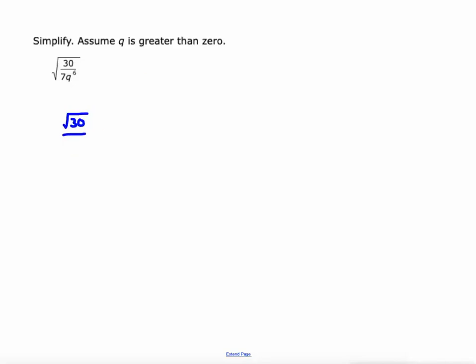On the bottom, though, let's take the square root of that q to the 6. That would be q to the 3rd, and we still have the square root of 7. Now we got to get rid of that square root of 7, so we go back to that idea of rationalizing the denominator. If we multiply by square root of 7 over square root of 7, that's 1, which doesn't change the value of the whole fraction.